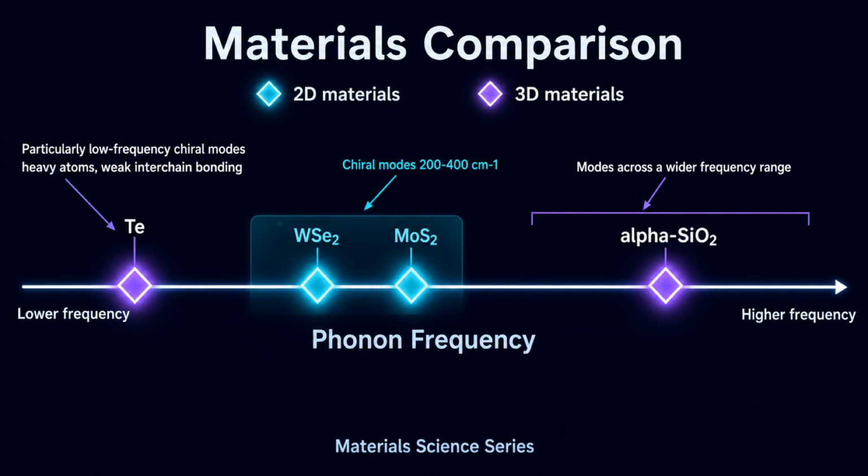Comparing materials, we can plot phonon frequency versus material type. 2D materials like WSe2 and MoS2 show chiral modes in the 200 to 400 wave number range. 3D materials like alpha quartz have modes across a wider frequency range. Tellurium has particularly low-frequency chiral modes due to its heavy atoms and weak interchain bonding.